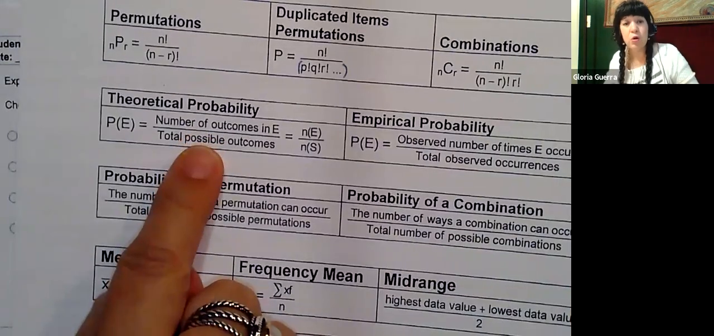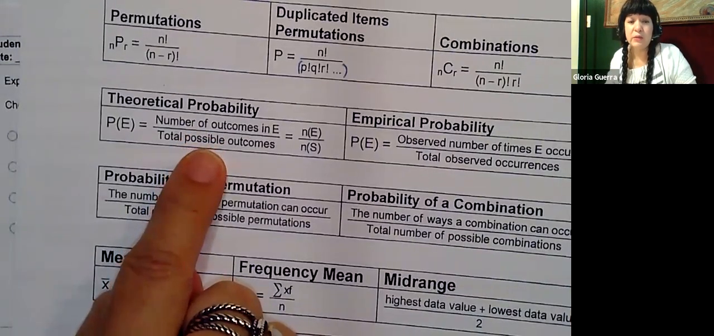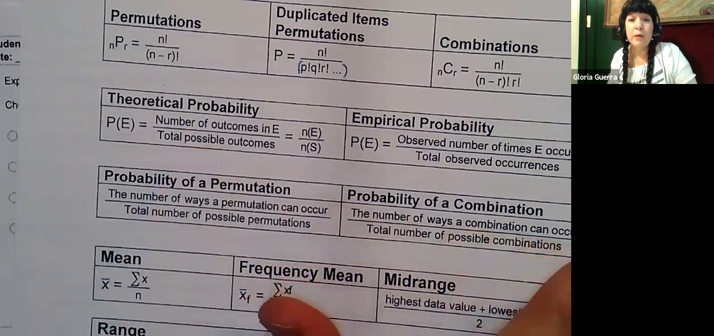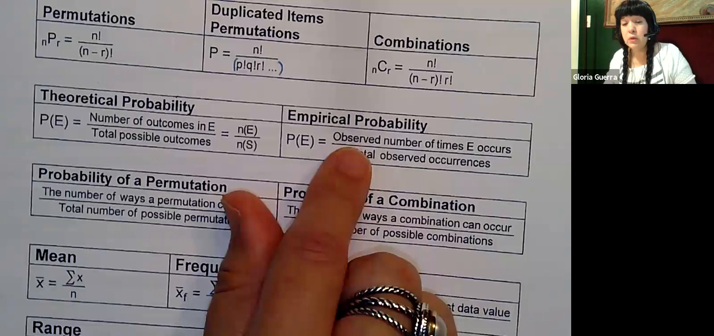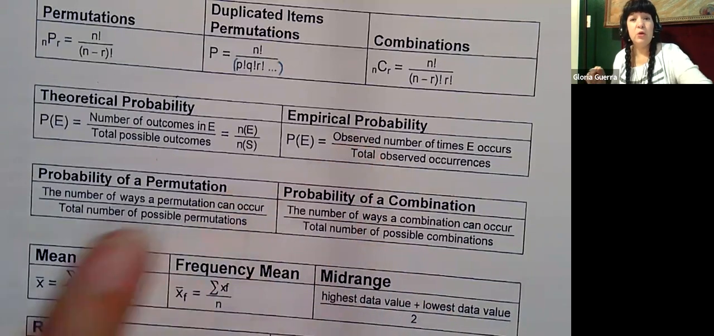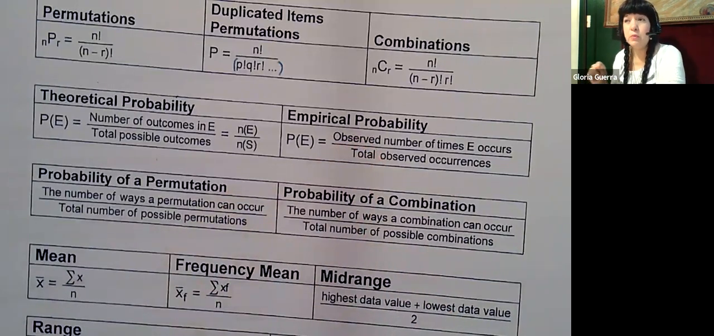We're dealing with cards or dice. Okay. Empirical probability, you generally have a table, and you're creating probabilities from the numbers off of a table that you're reading. Okay.